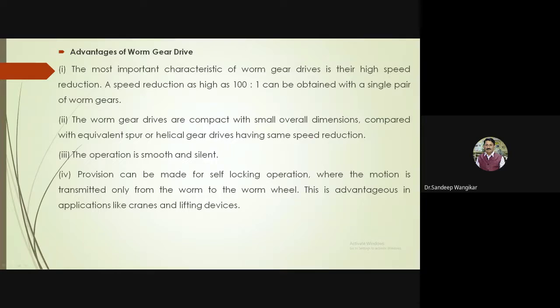So this is a very good advantage of the worm and worm gear drive, that motion can be transmitted only from worm to worm wheel, with no reverse condition. So this is the advantage, especially in cranes and lifting devices for safety purposes. So these are some of the advantages of worm gear drive.